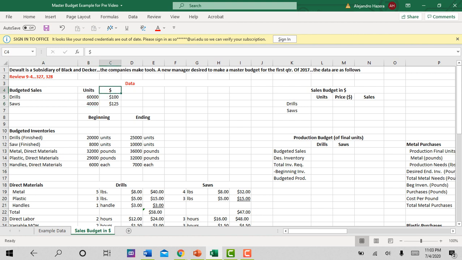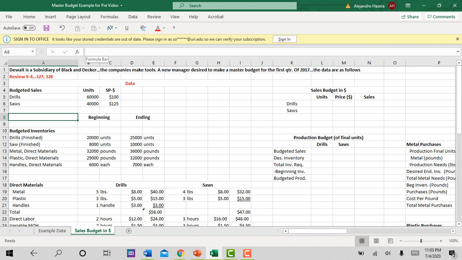Okay, in terms of dollars, this is sales price, really. I'll put here, this is SP, which is sales price in dollars. So they think they're going to sell each drill for $100, and they think they're going to sell each saw for $125.